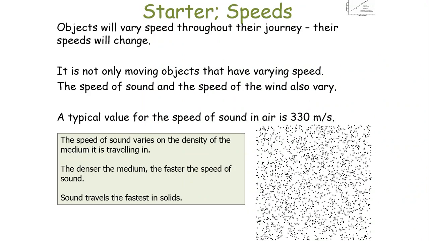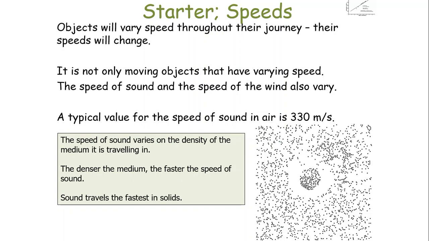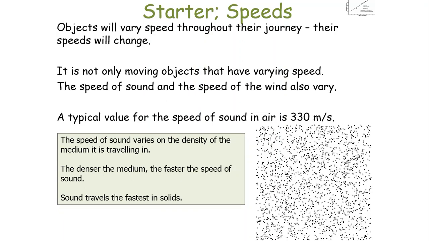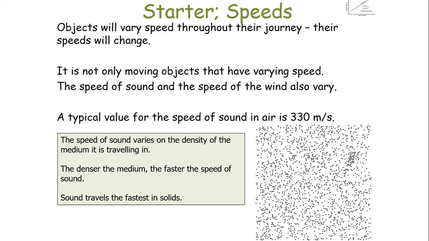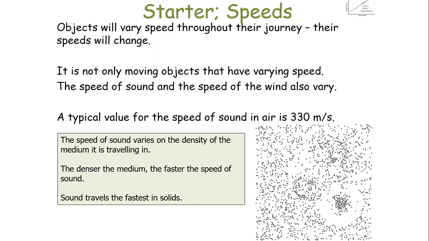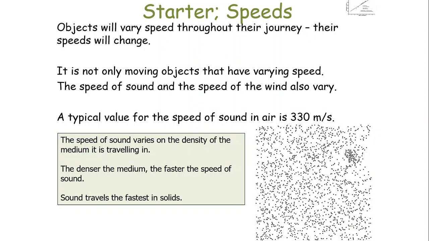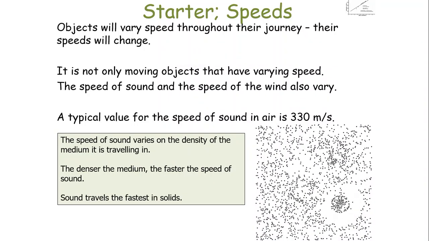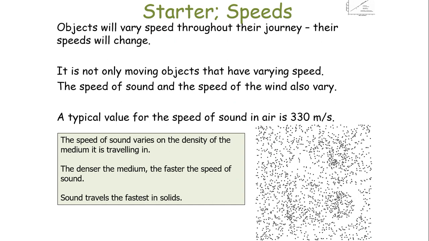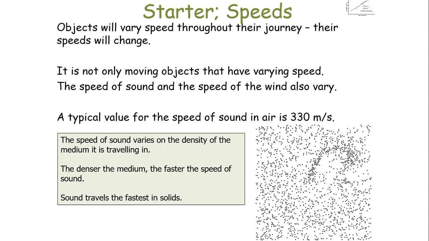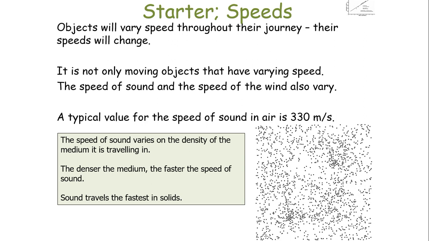So a typical value for the speed of sound in air is 330 meters per second, but the speed of sound varies depending on the density of the material it is travelling in. So the denser the material, the faster the speed of sound. So sound travels fastest in solids like iron or wood, but will travel the slowest in gases like air. So in fact, the speed of sound in air is actually one of the slowest speeds of sound possible.